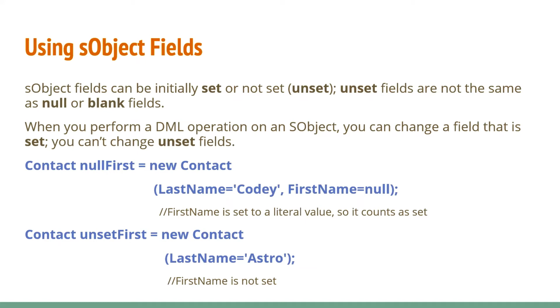For example, Contact nullFirst = new Contact, last name is Cody, first name is null. First name is set to a literal value, so it counts as set. So we have defined a value for first name that is null, so it will be counted as null. It is not empty now, it is not blank. Contact unsetFirst = new Contact, last name as Cody, first name is not set. In this case the first name is blank or null.